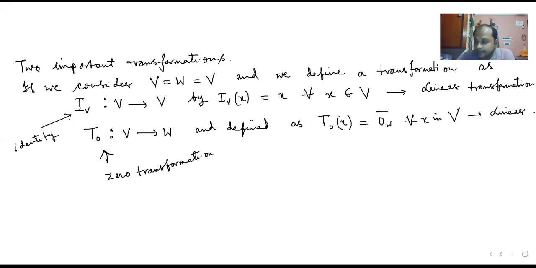So these are the two very important transformations which have been defined in the book. This class is going to end. Let us join in the new class, and then I'm going to continue with problems. Okay.